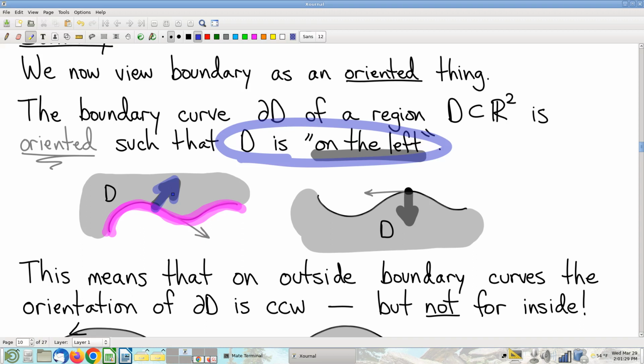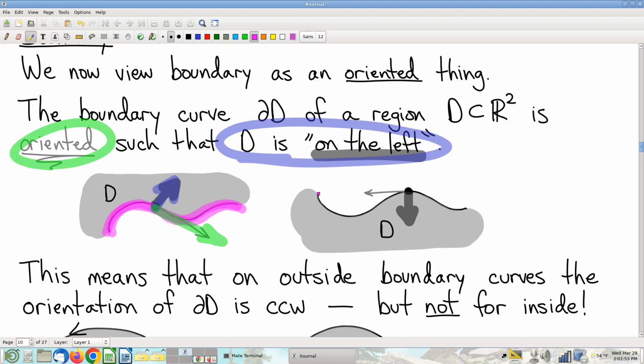Again, arbitrary, again, standard. So, which direction of the two that I could go here puts the lake on my left? And for this curve here, that is the orientation that puts the lake on my left. Puts the region D on the left. Okay.